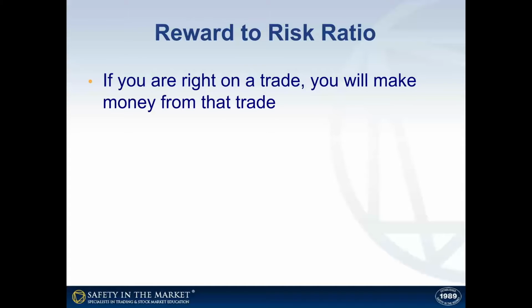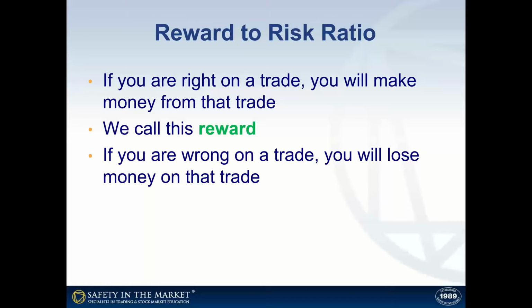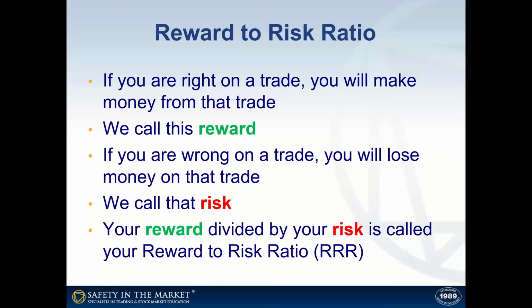If you're right on a trade that you take, you'll make money from that trade, and we call that money your reward from the trade. If you're wrong on a trade, and you will be wrong from time to time, you're going to lose money on that trade, and we call that money your risk on the trade. So we look at your reward, how much you can make if you're right, and your risk, how much you're going to lose if you're wrong. And if you divide your reward by your risk, we call that your reward to risk ratio. So if your reward is $200 and your risk is $100, that would be a 2-to-1 reward to risk ratio.